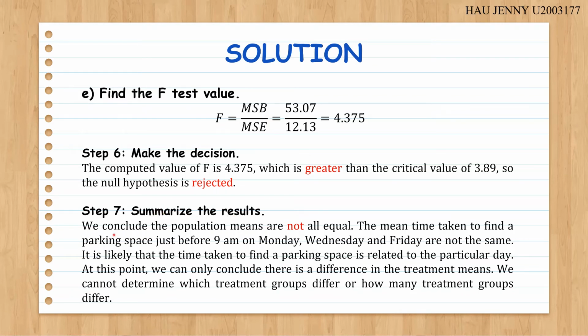We conclude that population means are not all equal. The mean time taken to find a parking space just before 9 a.m. on Monday, Wednesday, and Friday are not the same. It is likely that the time taken to find a parking space is related to the particular day. At this point, we can only conclude there is a difference in the treatment means. We cannot determine which treatment groups differ or how many treatment groups differ.